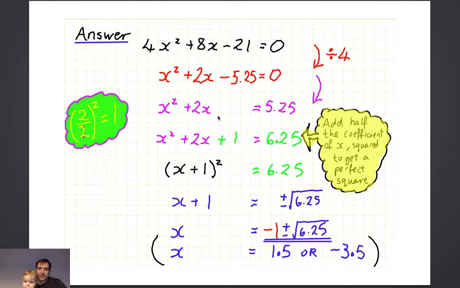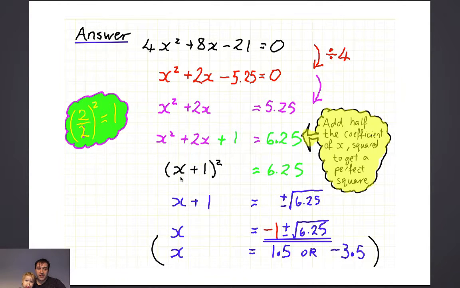Okay, this is the tricky bit now. Add half the coefficient of x, squared. The coefficient of x is 2. Half of 2, 2 divided by 2, and then square that, comes to be 1. So I'm adding 1 to both sides. So when I add 1 to both sides, I get x squared plus 2x plus 1 equals 6.25, because I've added 1 to both sides. And then the good thing about that is that the left-hand side is now a perfect square.